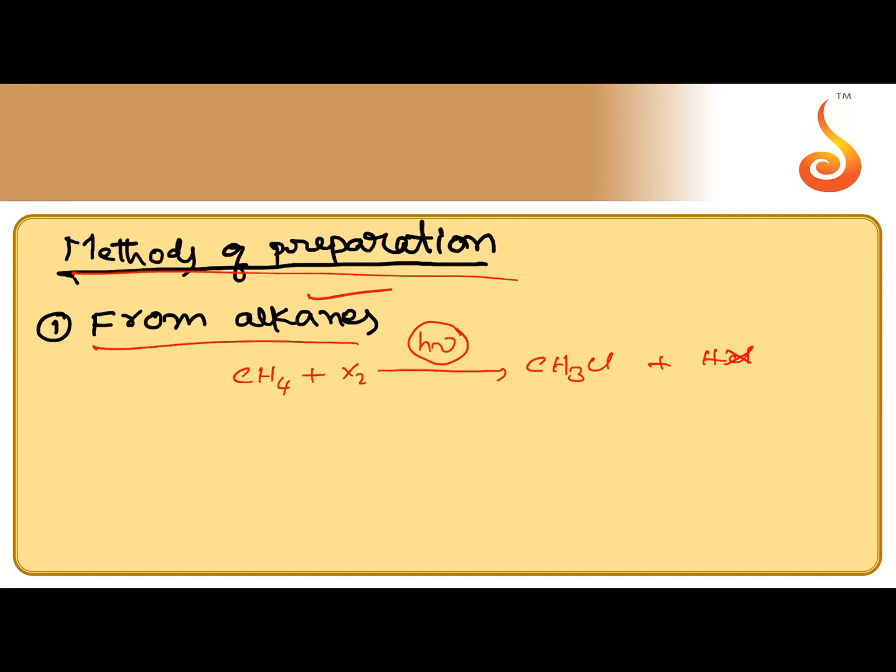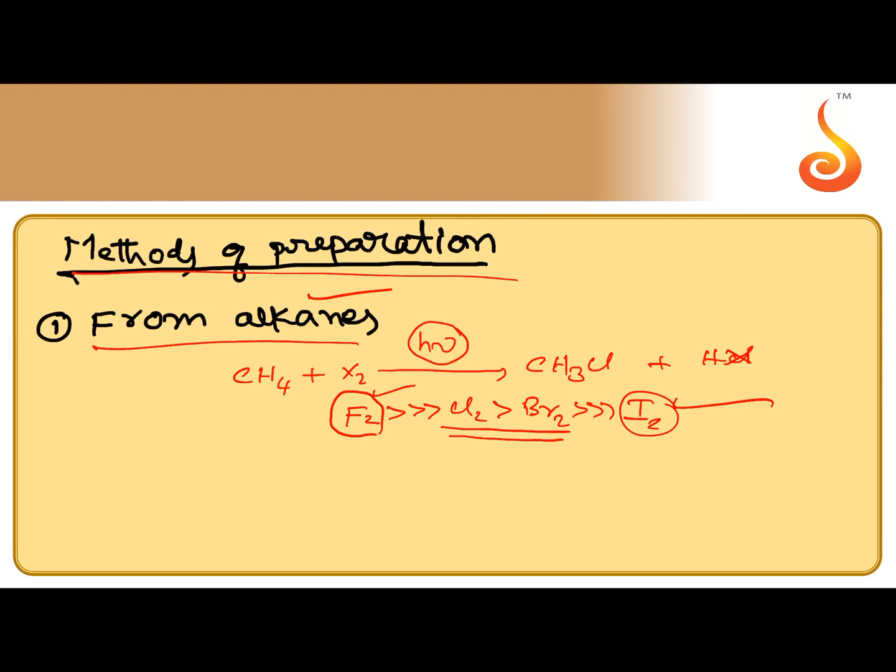Okay, the order of reactivity with respect to halogen. If fluorine is there, very vigorous reaction. Next to chlorine, next to bromine, next to iodine. So iodination and fluorination both are not possible by direct halogenation. We can do only chlorination and bromination. So alkyl fluorides are prepared by the Swarts reaction and alkyl iodides are prepared by the Finkelstein reaction, an indirect method, halide exchange method.